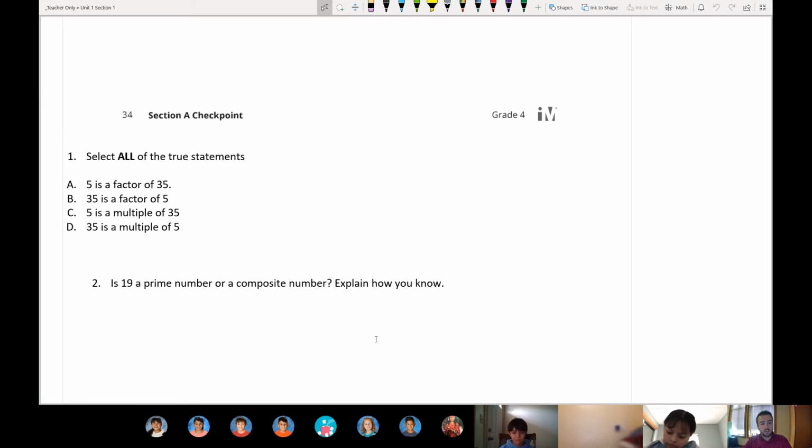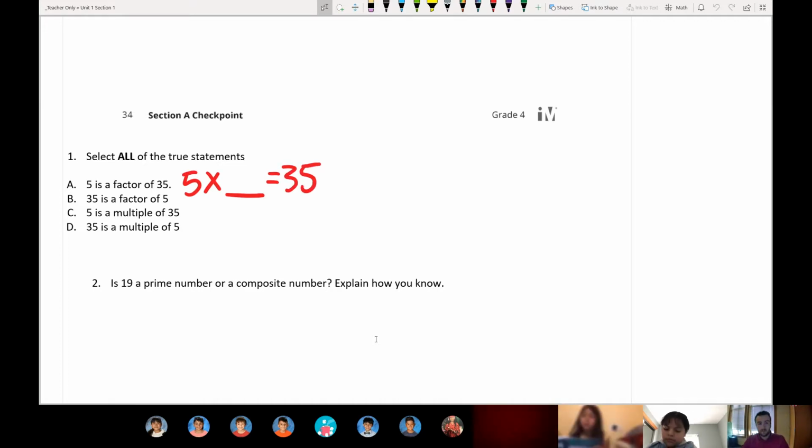So looking at A, 5 is a factor of 35. Is that true or false? Well, we can multiply 5 times something to give us 35, right? 5 times some blank equals 35. We could skip count by 5 and land on it. We could draw a rectangle and see if we can find an area of 35 total. But ultimately, 5 times 7 equals 35. Since 5 can be multiplied by something, in this case 7, to give us our product, 35, then A would be correct. 5 is a factor of 35 because you can multiply something by it to get 35.